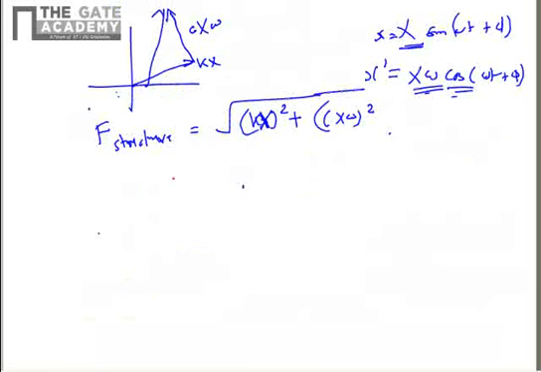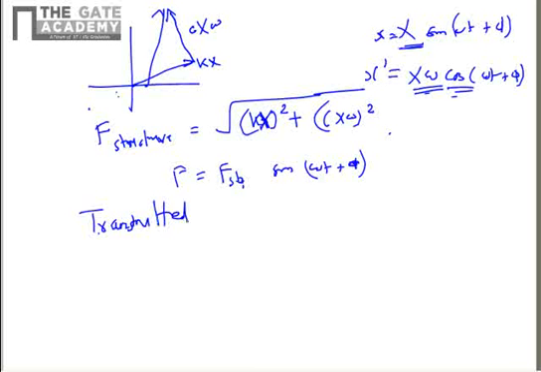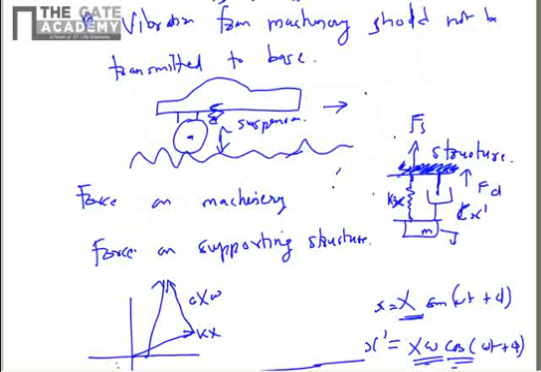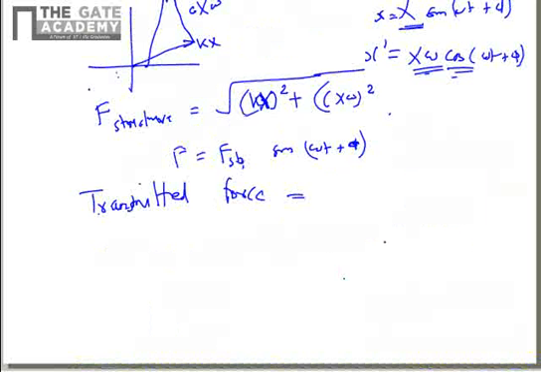Of course, the force on the structure will follow a sinusoidal pattern. The actual force will be F structure sine(omega t plus phi), something like that, because we are discussing from vector x. So the transmitted force is equal to the force on the structure. The transmitted force is the force transmitted to the structure by the spring and damper system, from the spring mass system, the vibration isolation system.